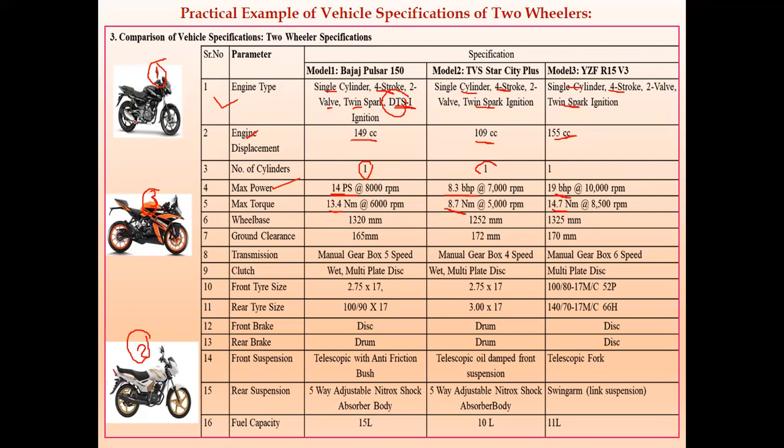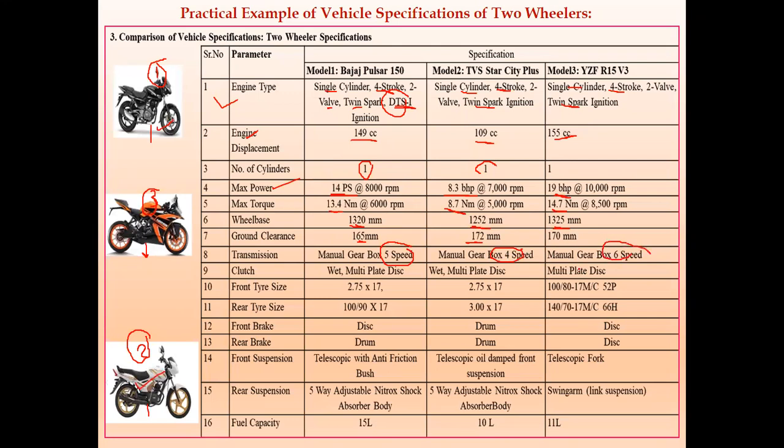Wheelbase. In case of Pulsar, we have 1320; here 1252; here 1320. Ground clearance is 165; here we have 172, so ground clearance has increased; here we have 170, a medium ground clearance. Next, we have transmission. This Pulsar has a 5-speed manual gearbox. The TVS Star City has a 4-speed gearbox, while the YZF has a 6-speed gearbox.